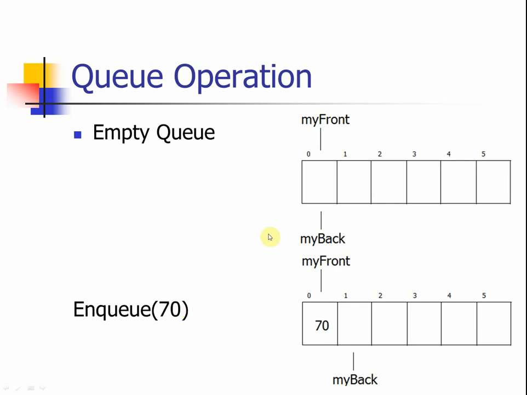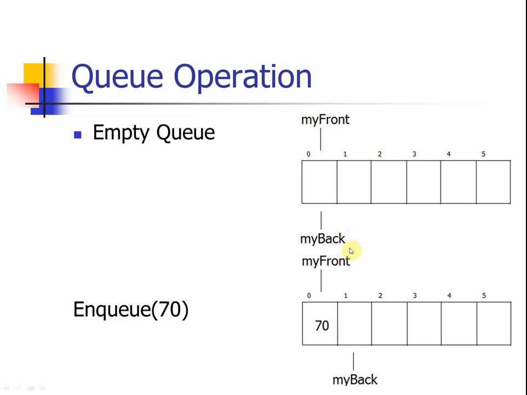In this case, you can see that when we look at my front and my back, both of them are equal to 0. It is the empty situation. Now, when we have my front pointing at the original location, after we enqueue 70, my back will move to the next location. When we do that, we use 0 plus 1 mod the whole capacity, which is 6 in this example. So 0 plus 1 equals 1. 1 mod 6 still equals 1. So it will not change anything. It will happen all the time.